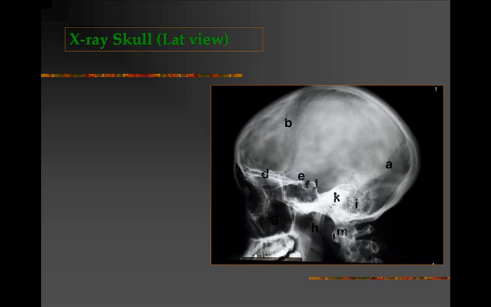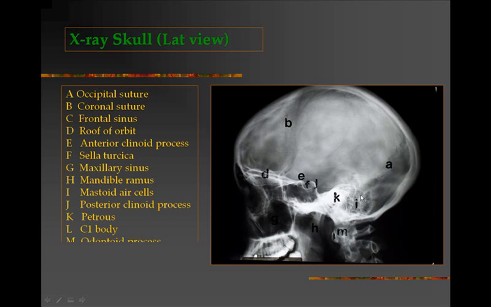Here we have a lateral view of a normal skull. Note the bony features seen on this X-ray. We start with the bony cranial vault seen here. One can see suture lines such as this. One notes structures in the base of the skull, such as the sella turcica seen here, the seat for the pituitary gland.